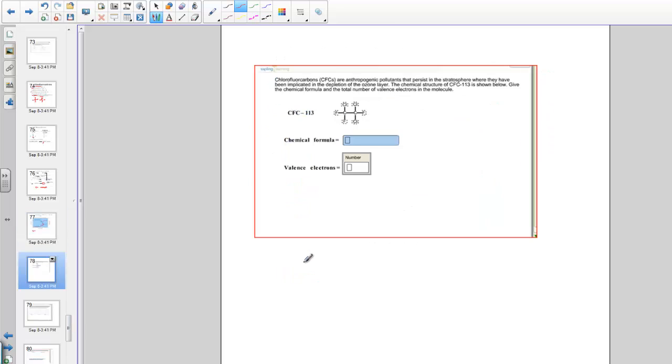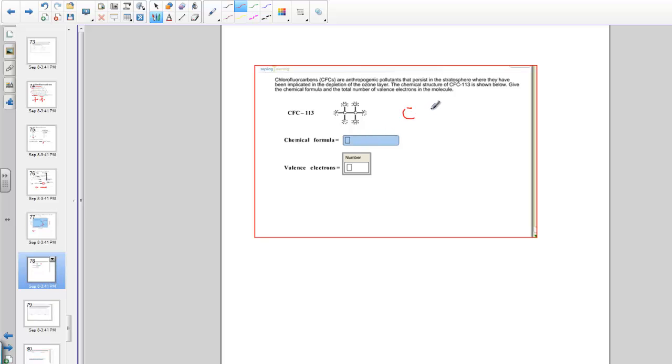And those are the last final thoughts here on our Sapling lessons. Chlorofluorocarbons are pollutants that persist in the stratosphere and have been implicated in the depletion of the ozone layer. This particular question is asking us to look at this dot structure and just write its chemical formula.